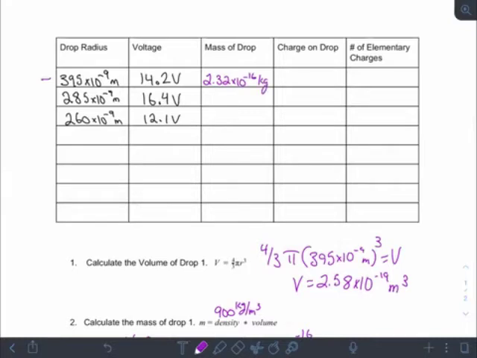Just one thing I want to point out with the set of data as well. You'll notice that just because the drop radius is smaller does not necessarily mean that the voltage is going to be smaller, because a smaller drop could still end up with more electrons on it than the drop before it. So this is an experiment that does have a number of changing variables. Luckily for us, the amount of charge on one electron is fixed.